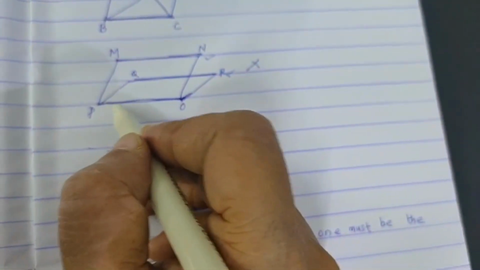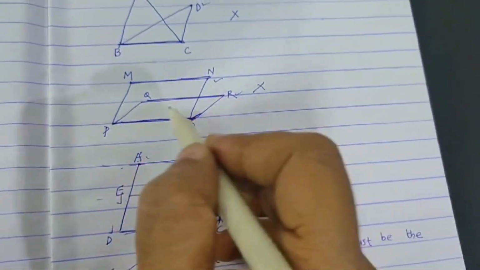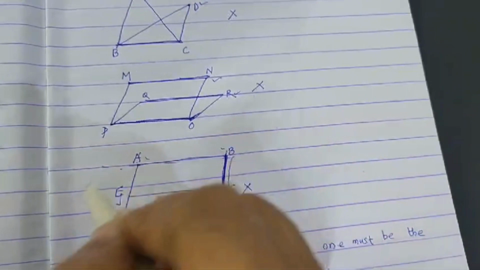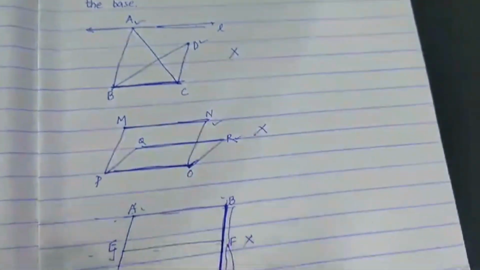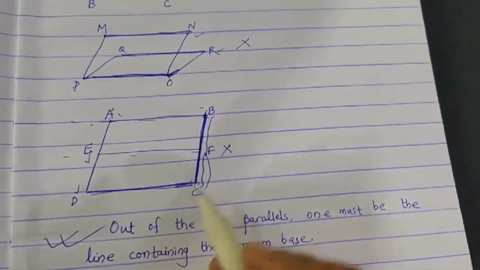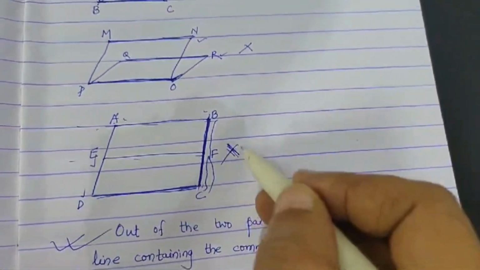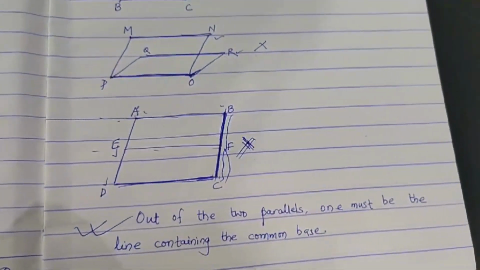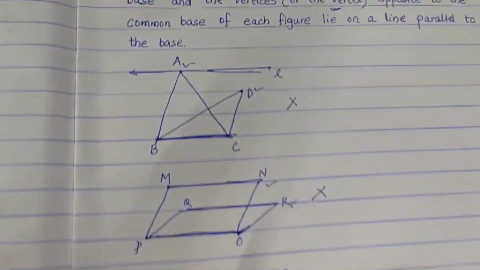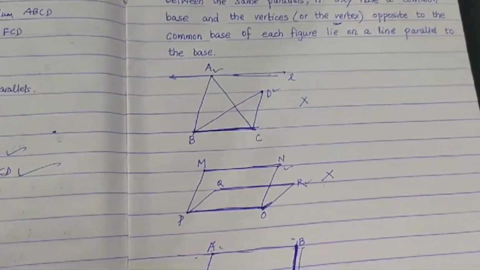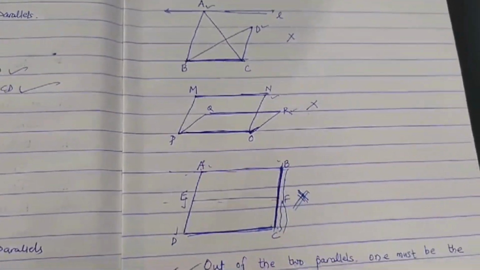Here it was a common base, but these figures were not between the same parallels. Here the situation was different, but it is also not lying between the same parallels. Now I hope everything is clear, and let's take some more questions to understand this clearly.